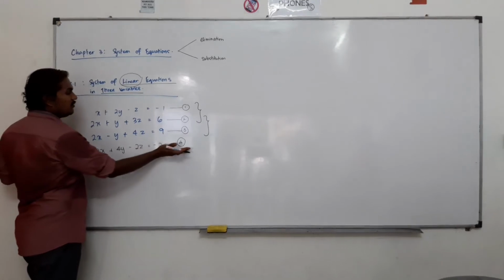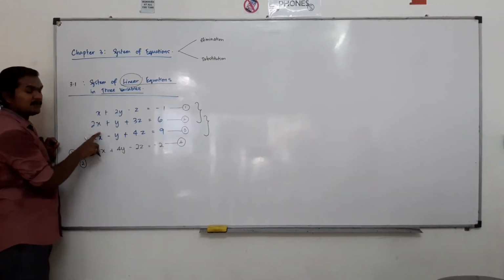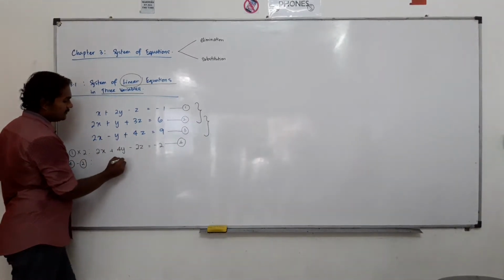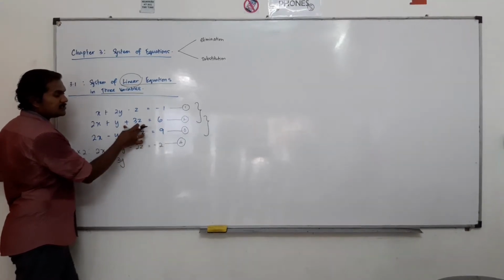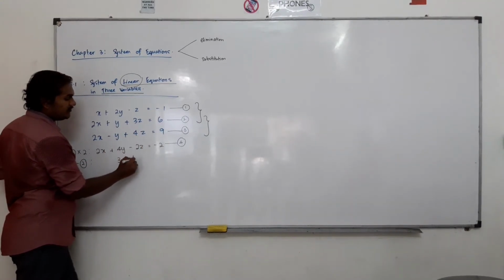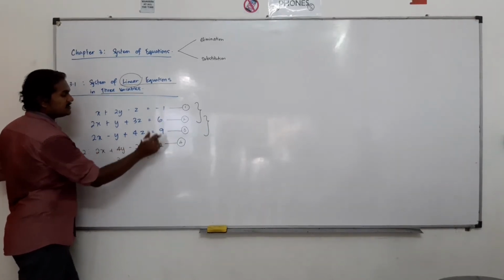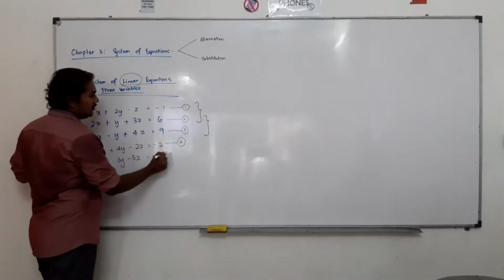So if I take equation 4 minus equation 2, 2x minus 2x will be 0. 4y minus y will be 3y. Negative 2z minus positive 3z will be negative 5z. Equals negative 2 minus 6, which will be negative 8. This one will be equation number 5.